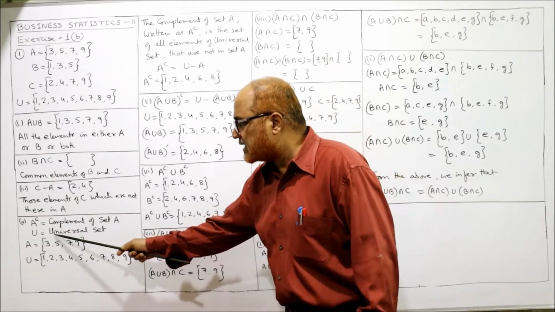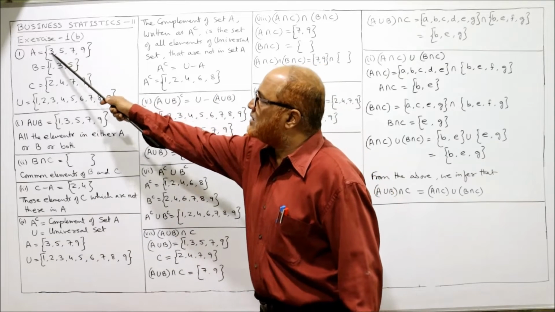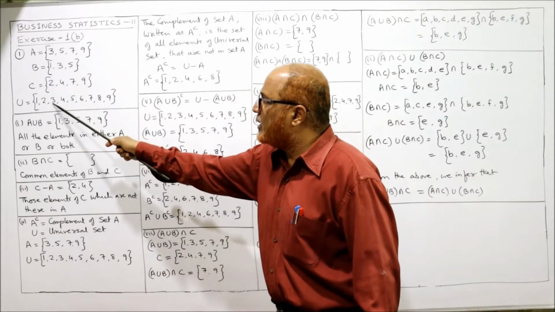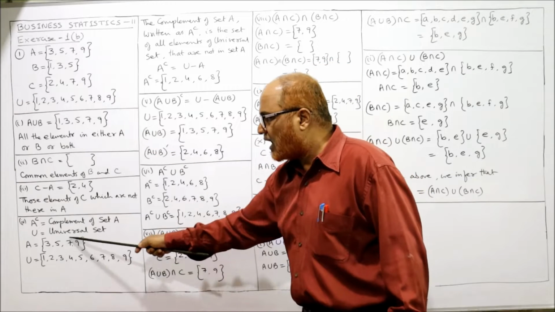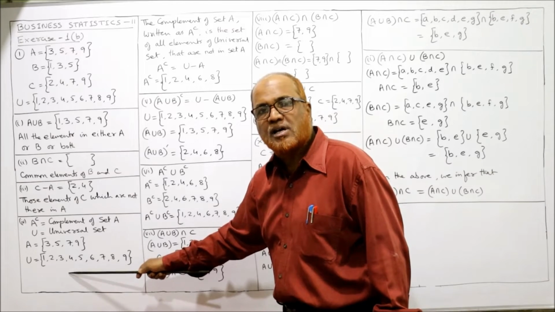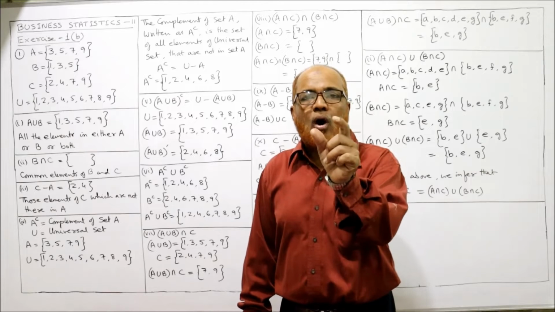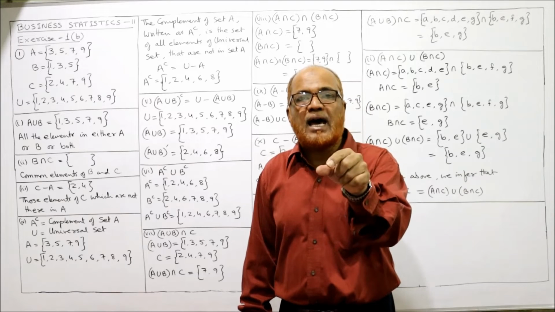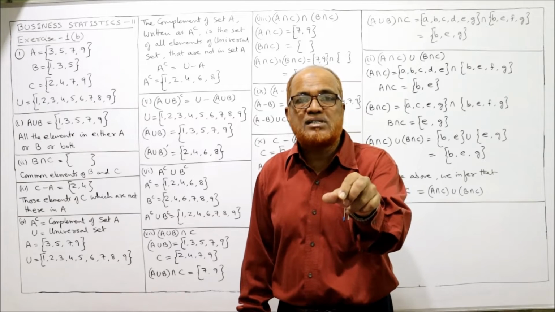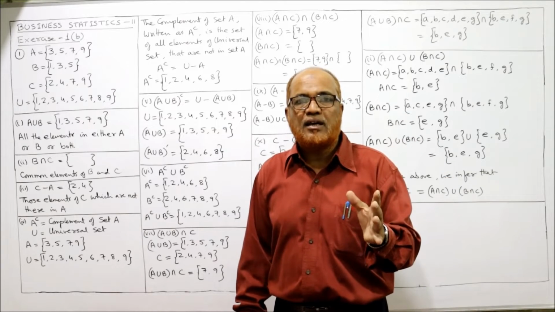So U stands for universal set. What are the elements of A set? 3, 5, 7, 9. What are the elements of universal set? 1, 2, 3, 4, 5, 6, 7, 8, 9. Now we have the A set elements and universal set elements. Now we want the complement of A. Now remember, the complement of A are those elements of universal set which are not there in A set.